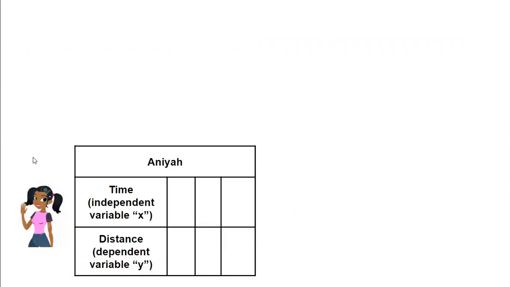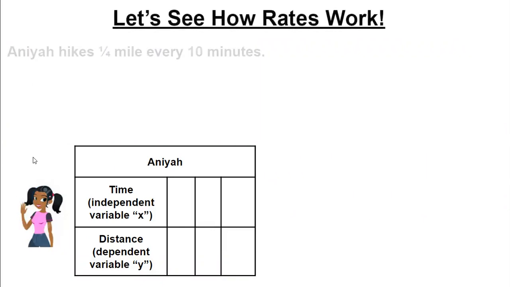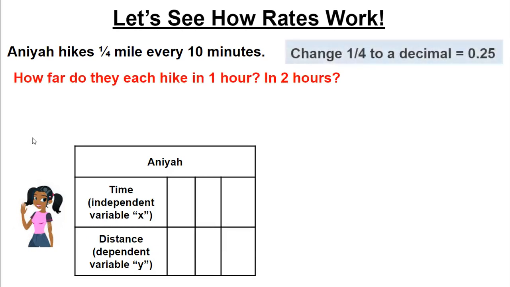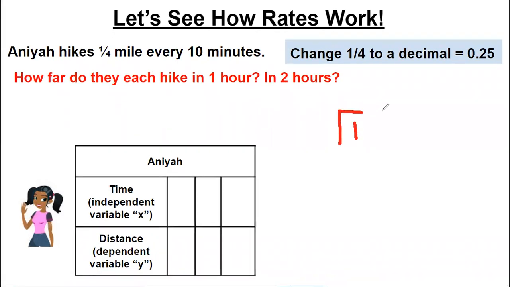Here's Anaya's chart. Let's do the same exact thing. So Anaya hikes 1/4 of a mile every 10 minutes. So how far does she go in 1 hour or in 2 hours? Let's take a look. So first I'm going to change 1/4 to a decimal of 0.25. How do I know 1/4 is 0.25? Well, you should memorize it, but if you don't know it, you want to know where it comes from, you're going to divide 1 by 4.